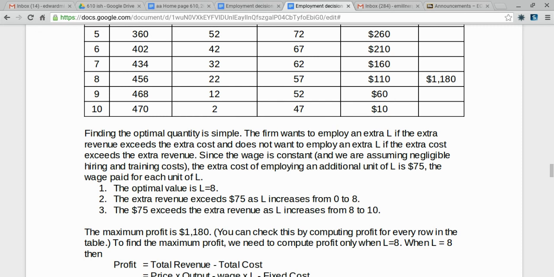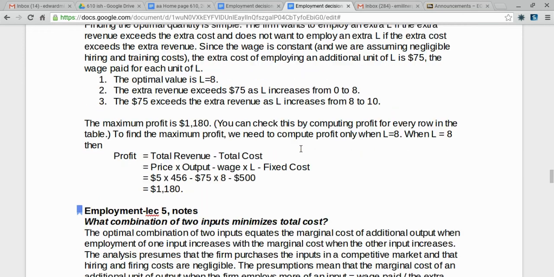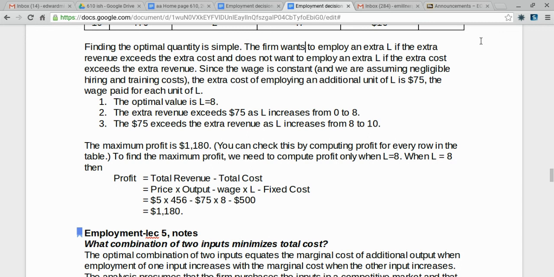You can check this by computing profit for every row in the table. To find that number, all we've got to do is compute profit when L is equal to 8. We know L equals 8 maximizes profit. We can plug into a profit formula. Profit is total revenue less total cost. Total revenue is price times output. Total cost will be what we pay in wages for each unit of L times the employment of L, plus our fixed cost. 5 times 465 minus 75 times 8 minus 500 gives us $1,180.